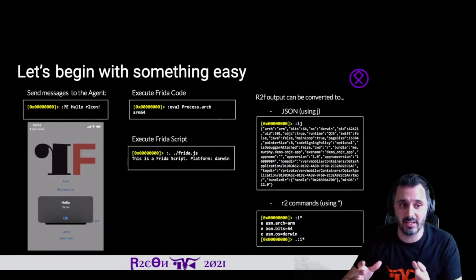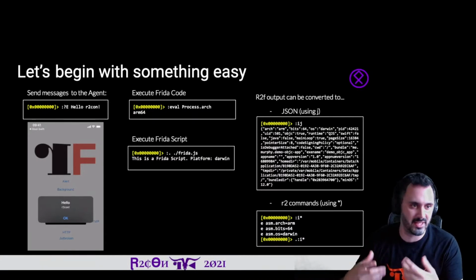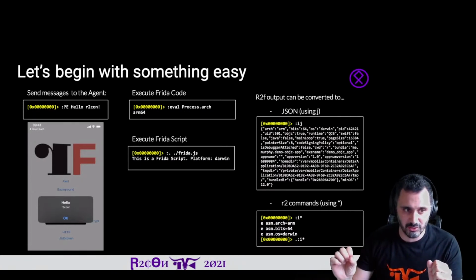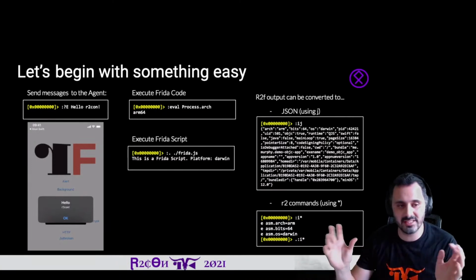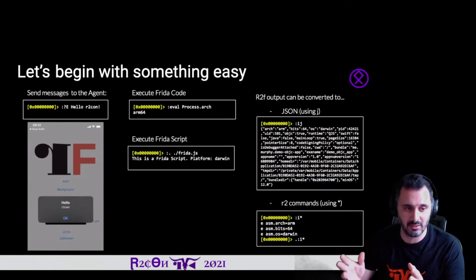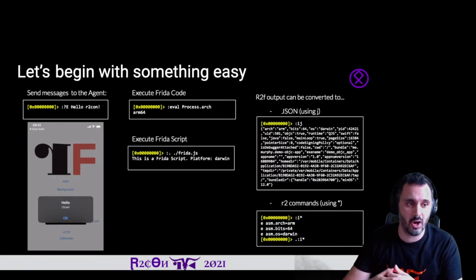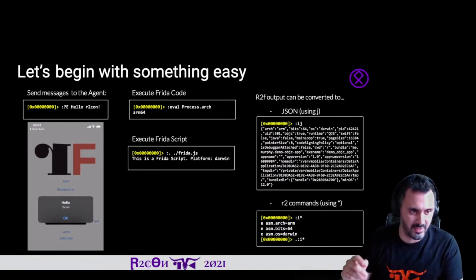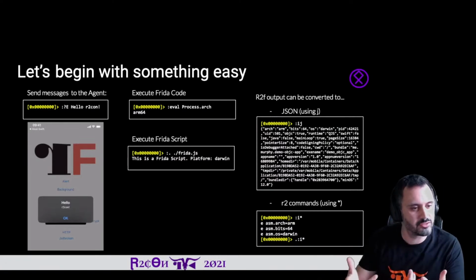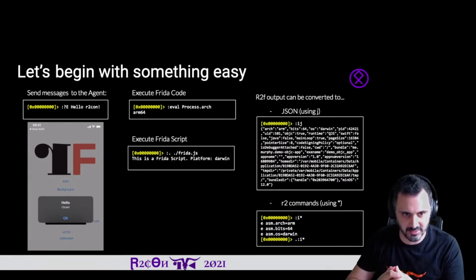However, with r2con we can work as well with Frida scripts, or even with Frida snippets. So we can create our Frida scripts or our Frida code snippet, and using r2con this code can be executed using the eval command if it's just a Frida snippet, or with the colon dot and the path to the script, we are going to execute this Frida script in that case.